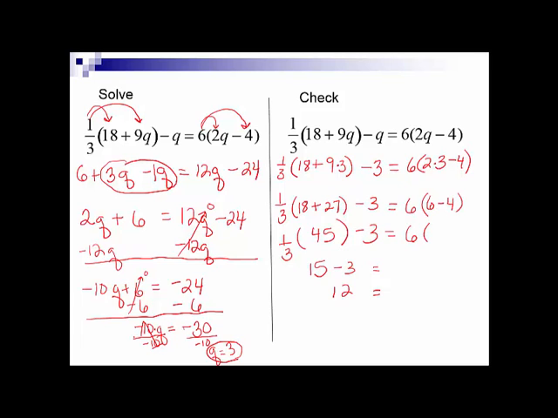6 times, within parentheses, 6 minus 4 is 2. 6 times 2 is 12. Oh, yay! This is a true statement, which says Q is 3. 3 is the correct solution.